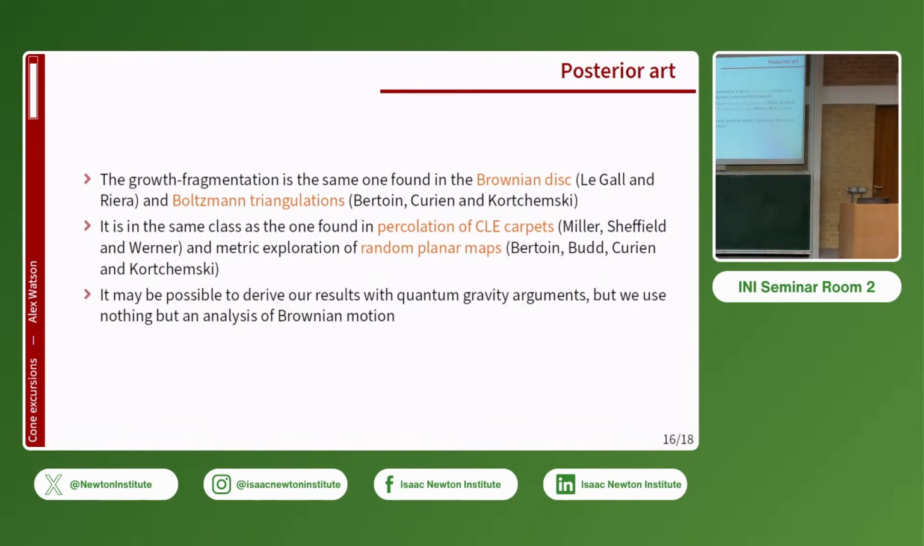I think it's totally possible that one could derive our results using some quantum gravity arguments, so some sort of Liouville quantum gravity arguments. But we don't, apart from this motivation to give the relationship with the quantum disk, we don't use anything that isn't Brownian motion. So this is a purely Brownian argument that gives rise to this. And for me personally, that's interesting on its own, that we get it with, I don't know if low tech is the right word, but very fundamental techniques.